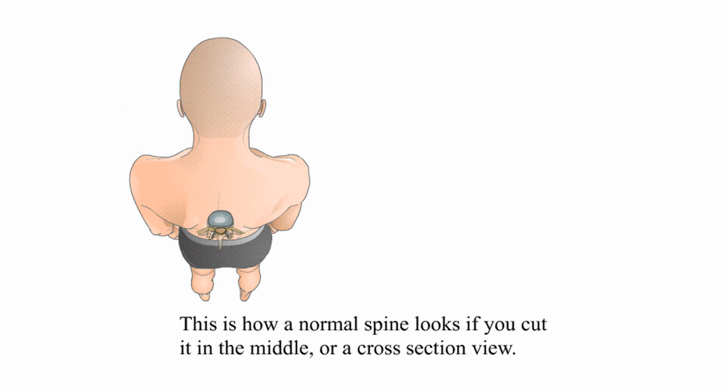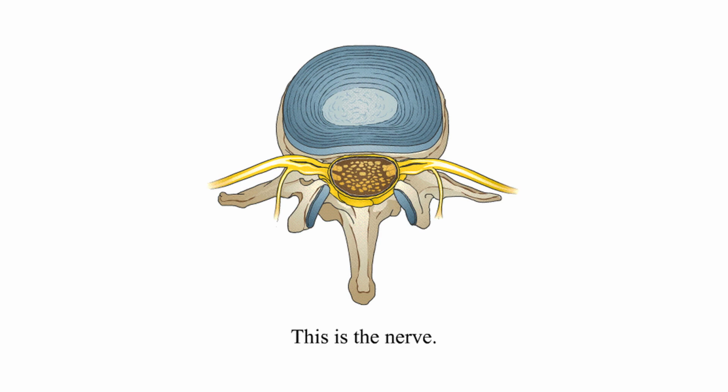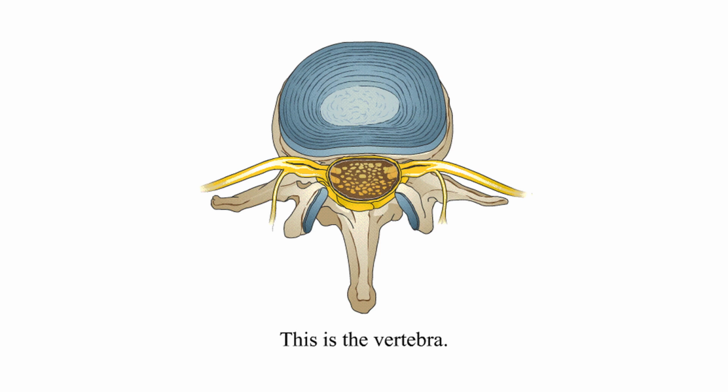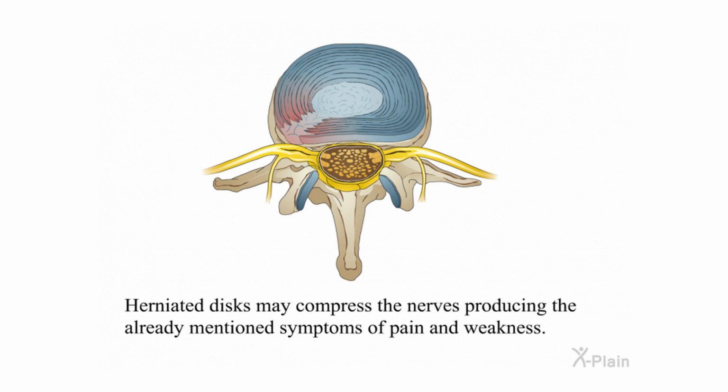This is how a normal spine looks if you cut it in the middle, or a cross-section view. This is the disc. This is the nerve. This is the vertebra. This is how a cross-section of a herniated disc looks. Herniated discs may compress the nerves, producing the already mentioned symptoms of pain and weakness.